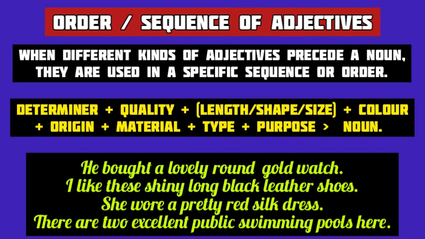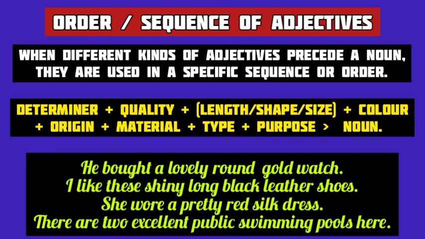In the next example, the demonstrative determiner these comes first, followed by the adjective of quality shiny, then the adjective of shape long, then the adjective of color black, and then the adjective of material noun leather before the noun shoes. The third example is no different.